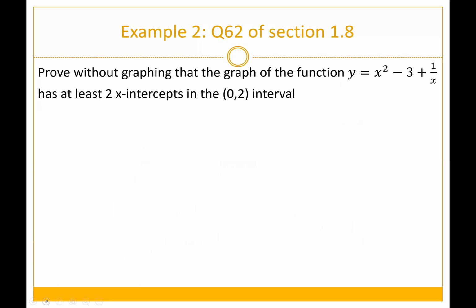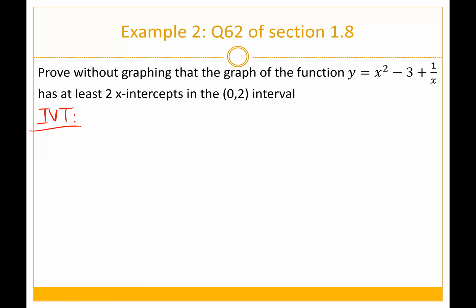Example 2 is question 62 of this in the book. Prove without graphing that the graph of the function y equals x squared minus 3 plus 1 over x has at least 2 x-intercepts in the 0 to 2 interval. And so the way we're going to do it here, as I said maybe 2 minutes ago, is that we're going to use the intermediate value theorem. So, intermediate value theorem.